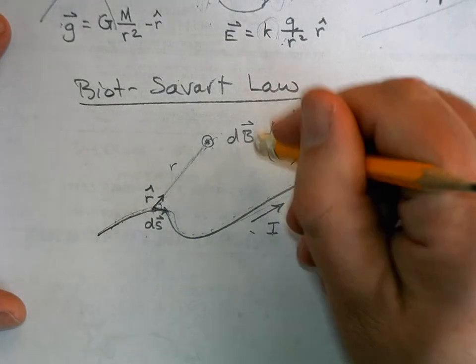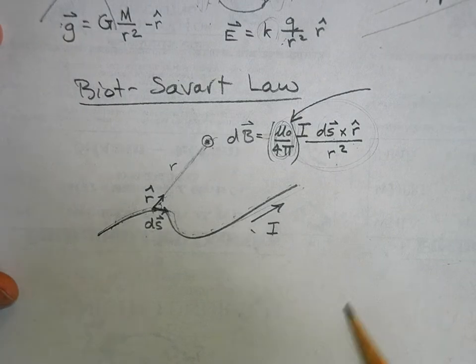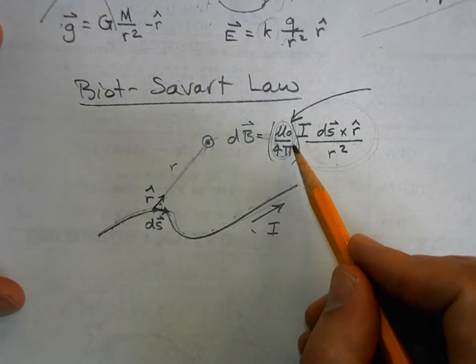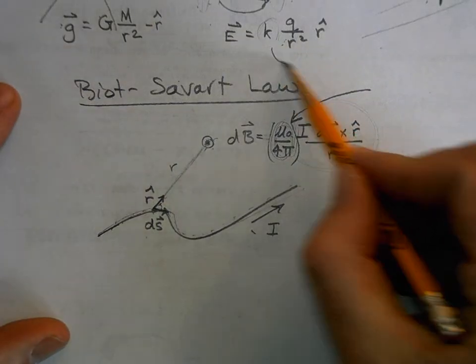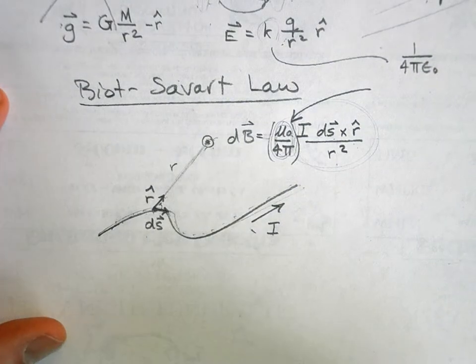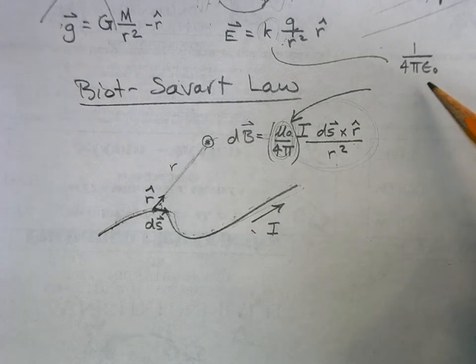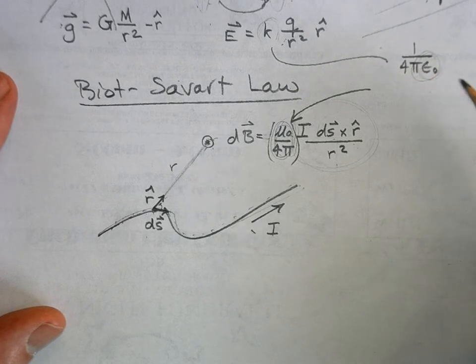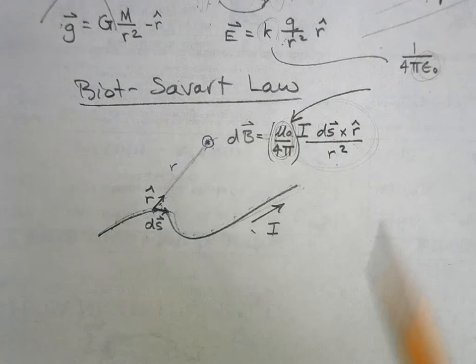Exactly. If you're making that Scooby-Doo sound, I don't blame you. Why call it mu naught over 4 pi? I'm just going to tell you, remember when we had K and we said that that was 1 over 4 pi epsilon naught? Because later on it became convenient, when we used Gauss's law, to express it in terms of this constant right here. And we called this the permittivity of free space. And we just kind of left it at that.